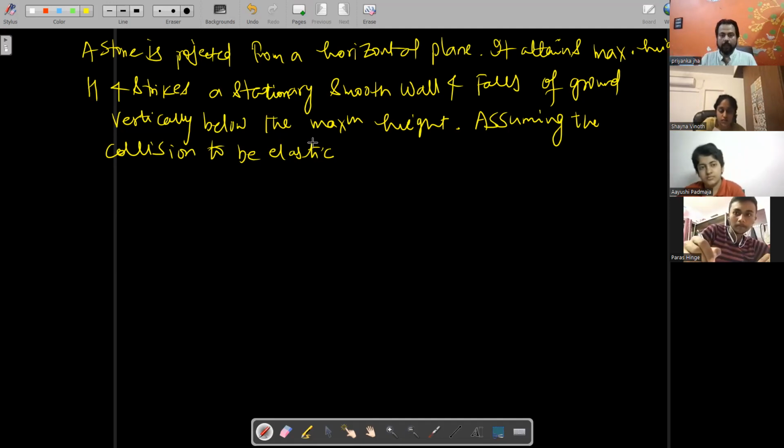So does the stone hit the wall when it's at max height? No. It is saying that it will fall just vertically below the maximum height. So definitely it will have to hit the wall after attaining the maximum height, in the second half. It will rebound. I'll draw the picture. Wait.